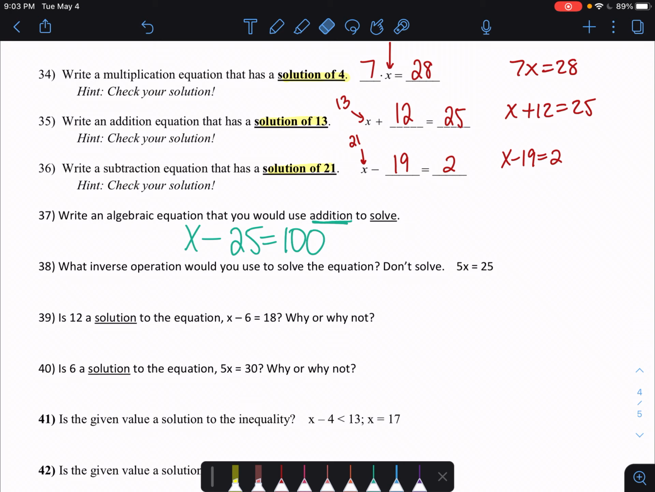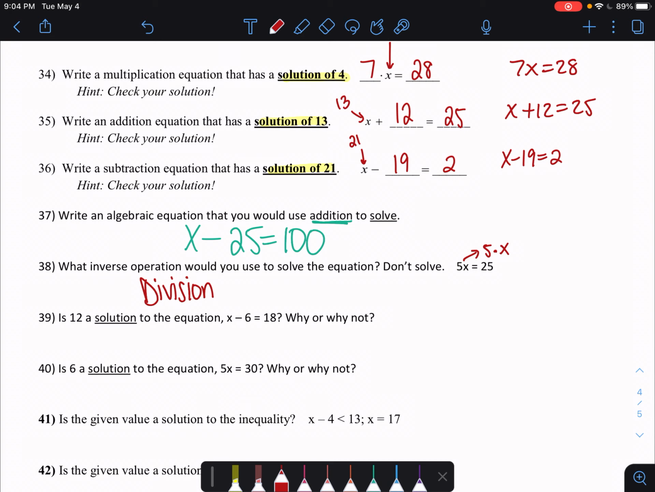In number 38, it says, what inverse operation would you use to solve the equation 5x equals 25? Well, this is 5 times x, so I'm going to use division to solve.